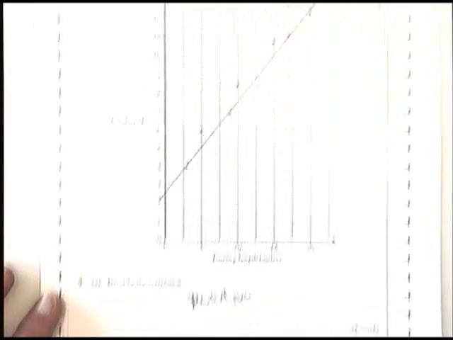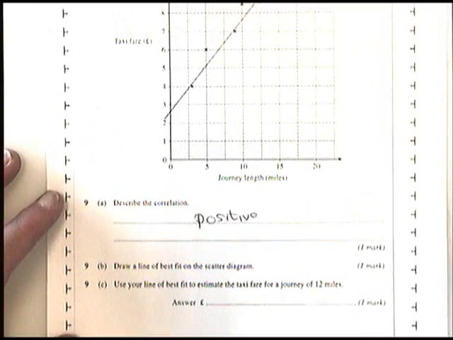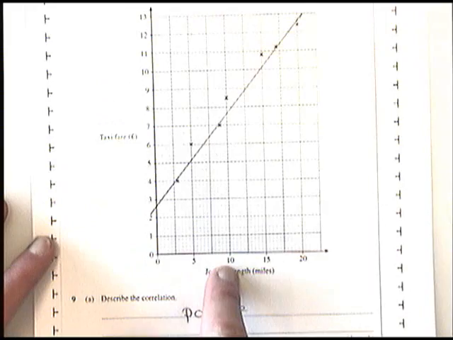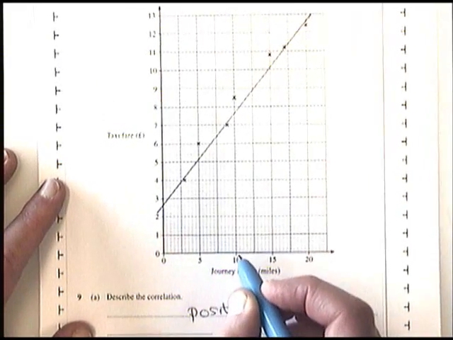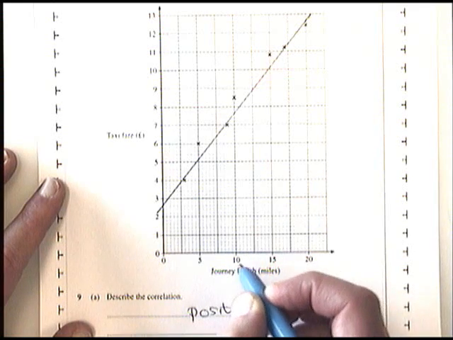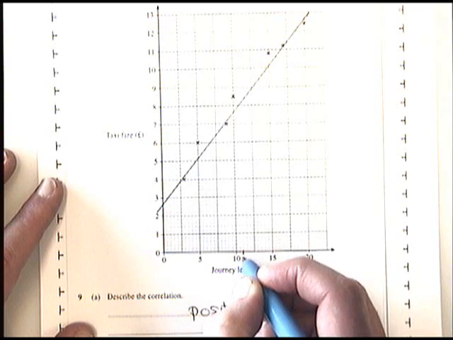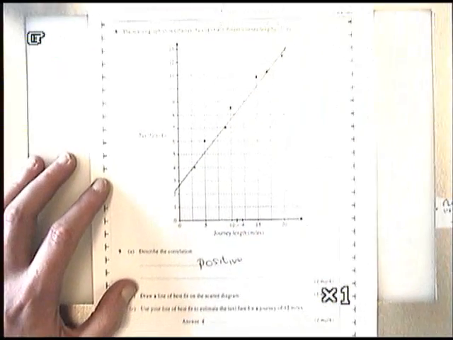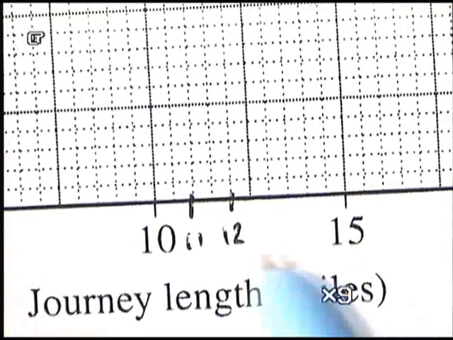Part C, use your line of best fit to estimate the taxi fare for a journey of 12 miles. Here's journey, 10, 15. So let's try and work out where 12 will be. There are 10 small squares here for 5 numbers. That means each 2 squares must be 1 number. That'll be 11. That'll be 12. If I zoom in, you can see what's going on here. 2 squares for 1 number. I've got 10, 11, 12.